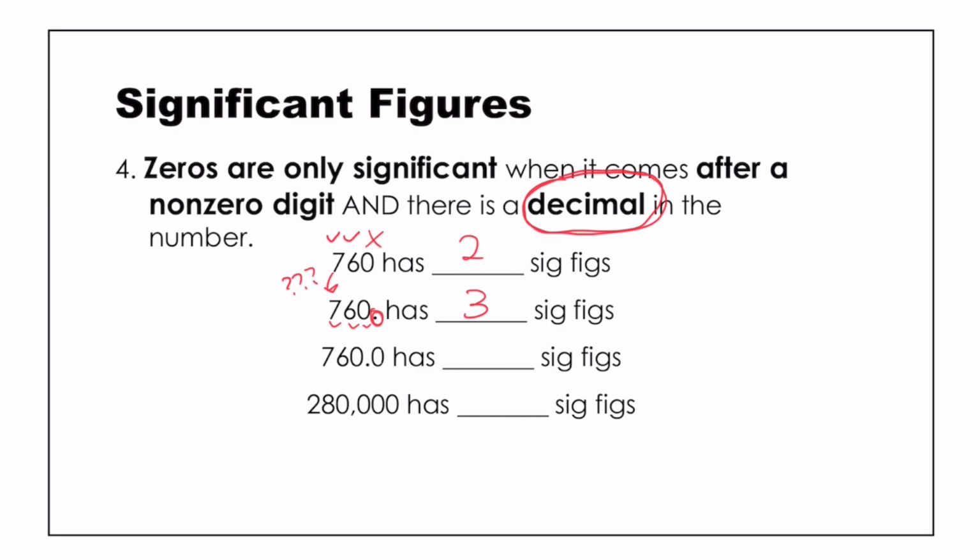And so even this third one, I know it's the same value, but since it's 7, 6, and since these two zeros come after a non-zero digit and there's a decimal, both of these zeros count. So this is 4 significant figures. These only have 2. Since there's no decimal, none of these count. So I'm going to go ahead and say this only has 2 significant figures.